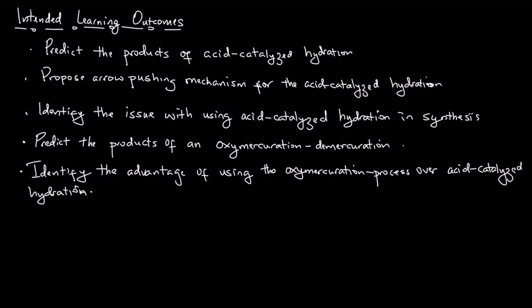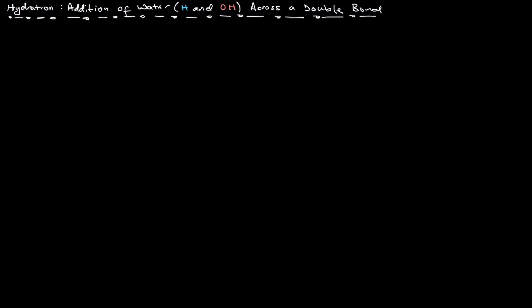identify the issue with using acid-catalyzed hydrations in synthesis, and then identify the advantage of using the oxymercuration process to overcome the challenges of the acid-catalyzed hydration. So we'll begin our discussion with the concept of hydration. Hydration is a big family of reactions that involve the addition of water, or formally the addition of an H and an OH across a double bond.